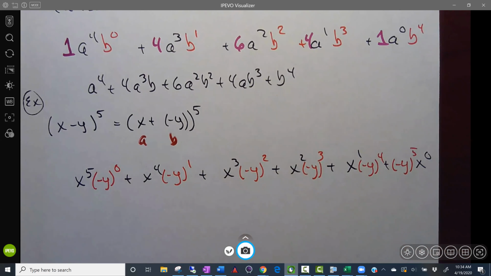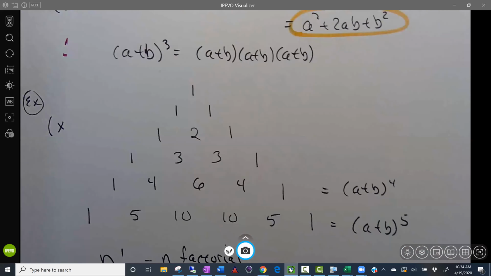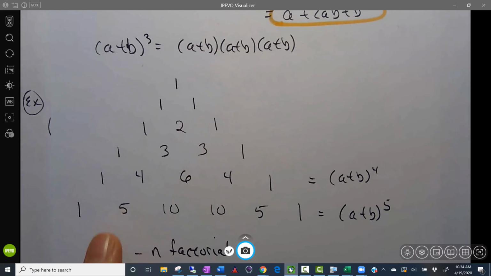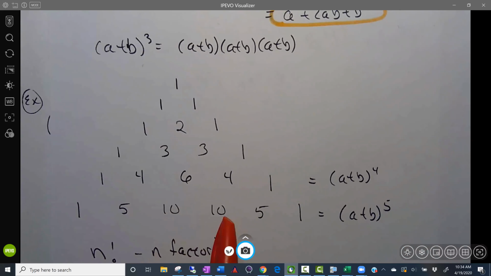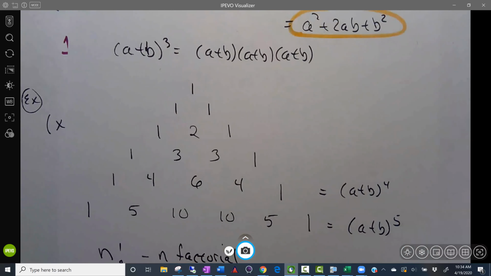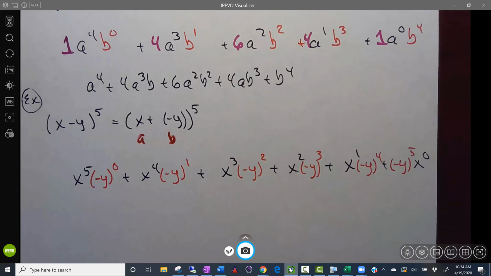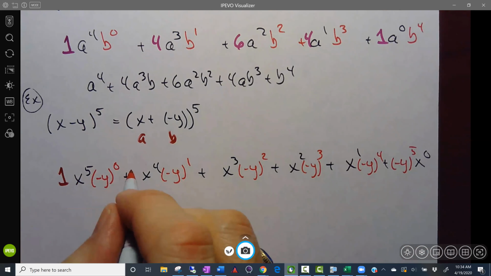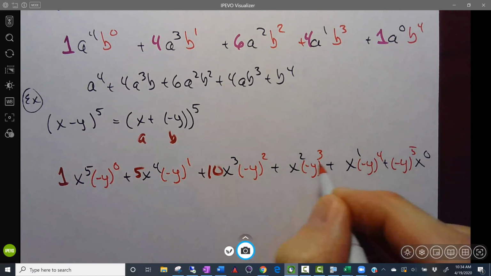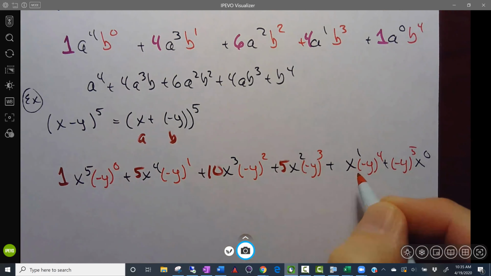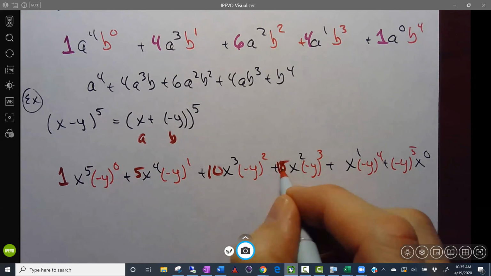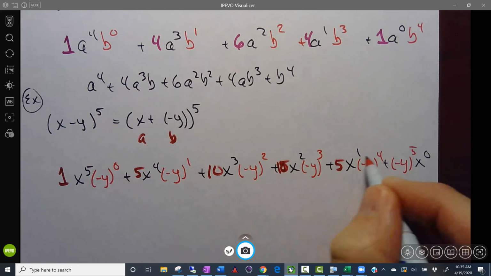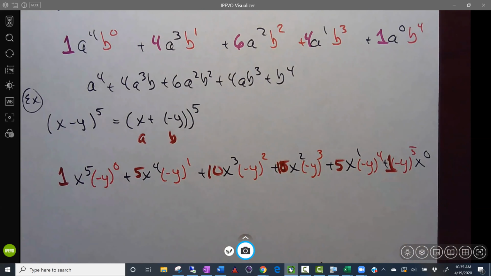There's one last thing that I need, and again, that's the coefficients from Pascal's triangle for the 5th level. So that'd be this one, 1, 5, 10, 10, 5, 1. So let's put that aside and write out some coefficients. 1, 5, 10, 10, 5, and 1.